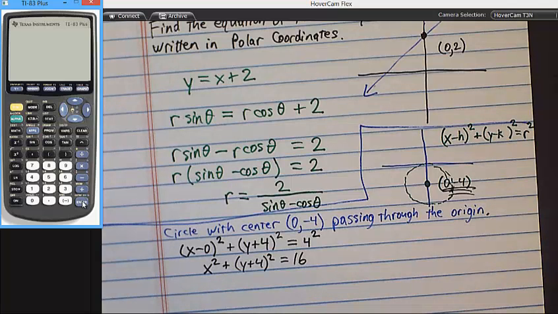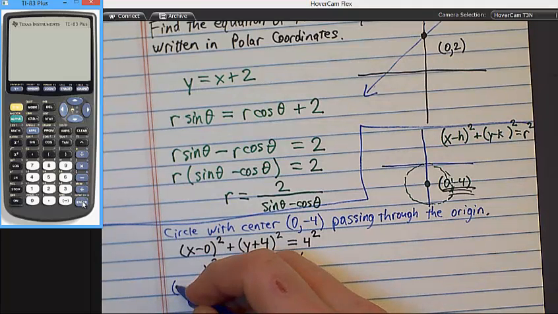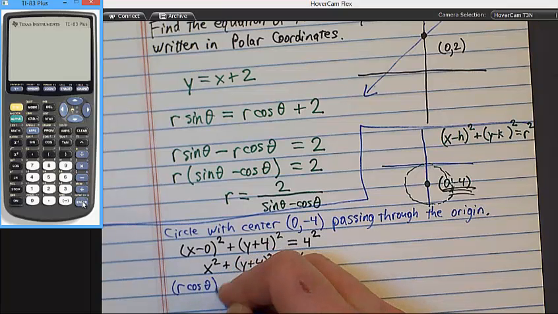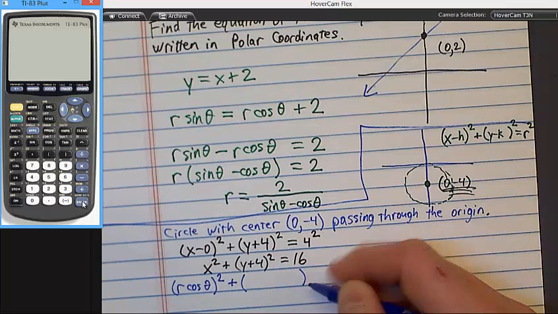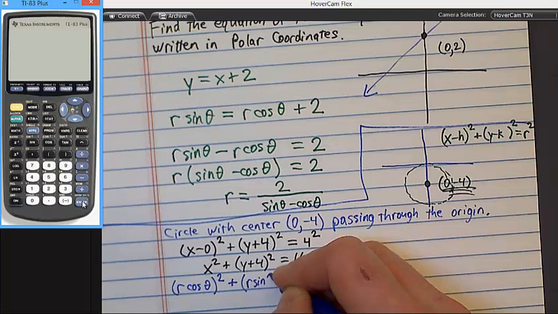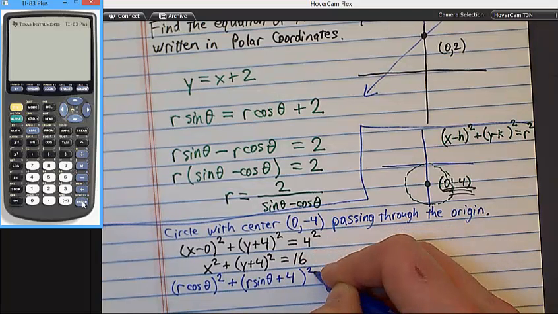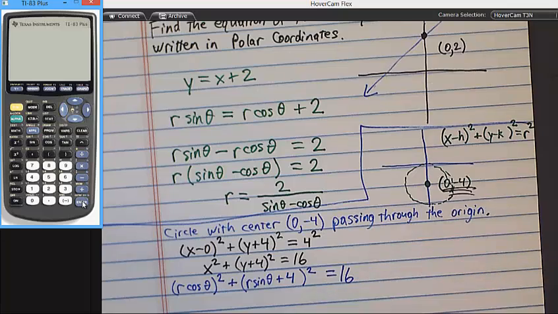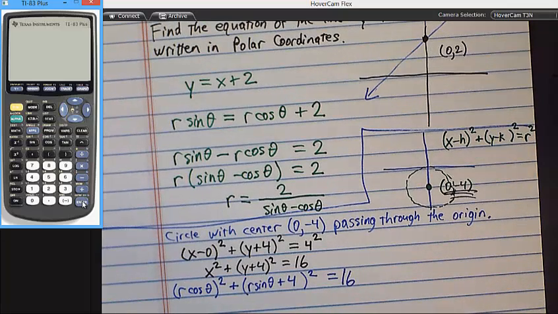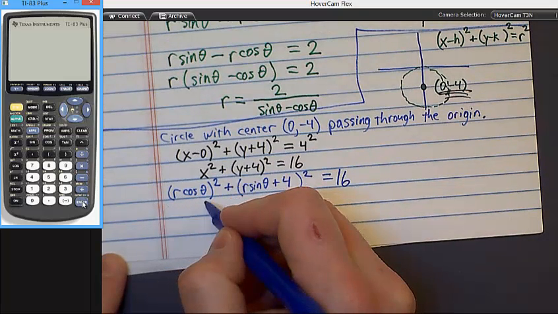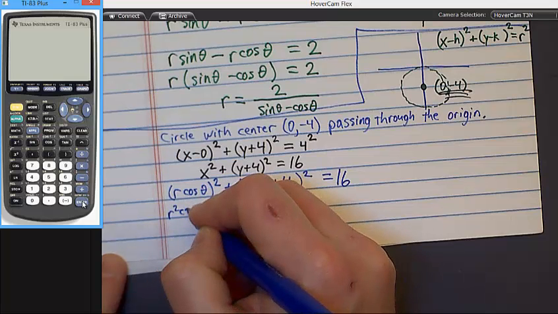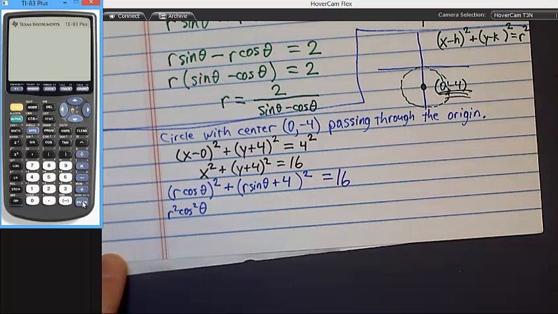Where it says x, you know what I'm going to write? R cosine theta. So let's write r cosine theta being squared plus, and where it says y, I'm going to write r sine theta. I also have a plus 4. That's being squared. And all that equals 16. Now this gets a little bit messy. This first thing when I square it is r squared cosine squared theta. Right? Because the r is squared and the cosine squared.